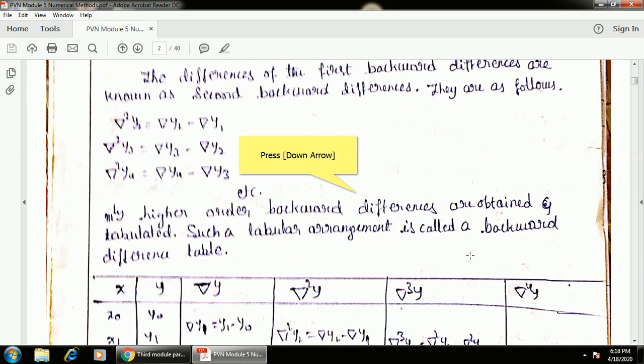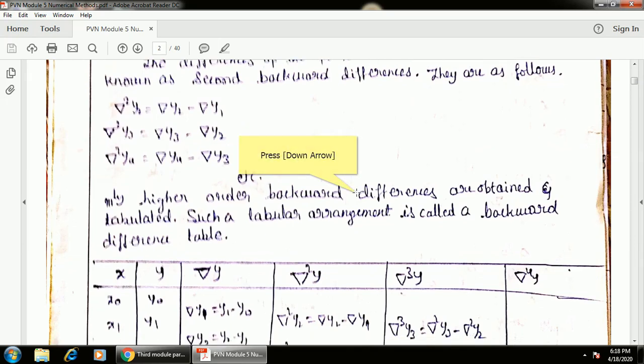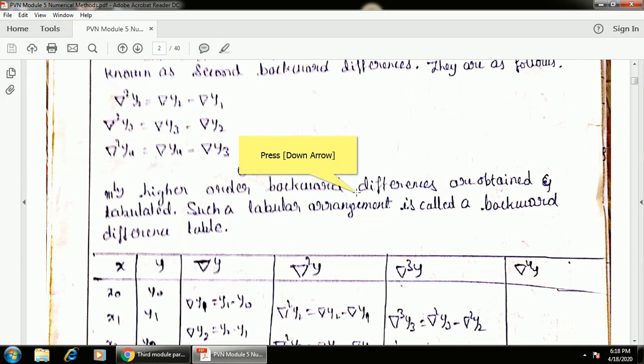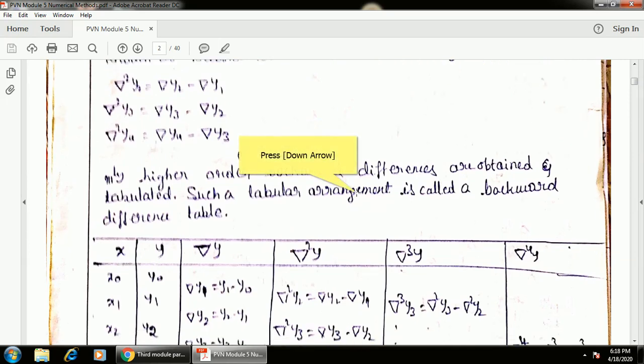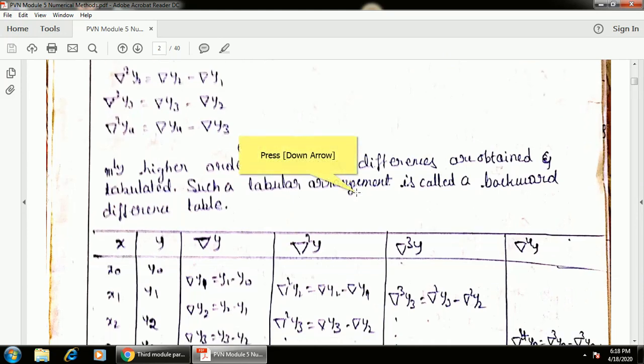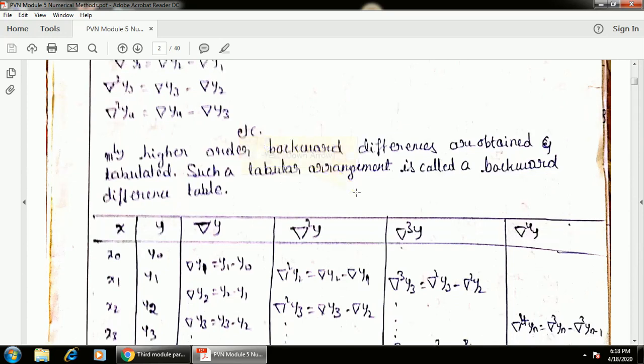Similarly, we can define the higher order backward differences, and they are tabulated in the form of a table known as the backward difference table.